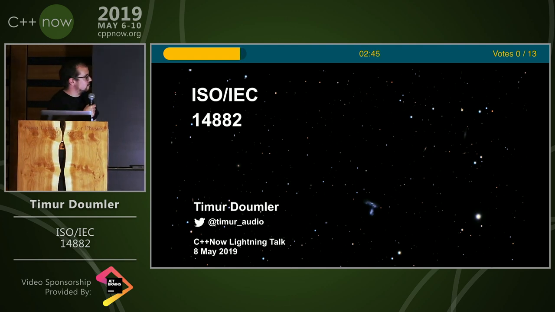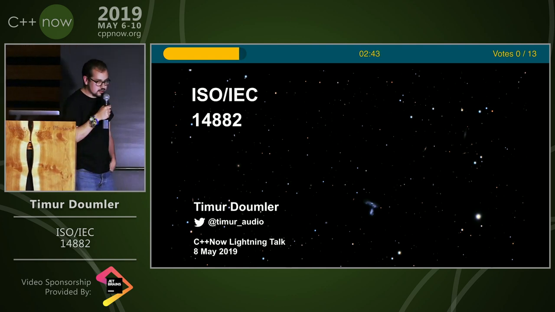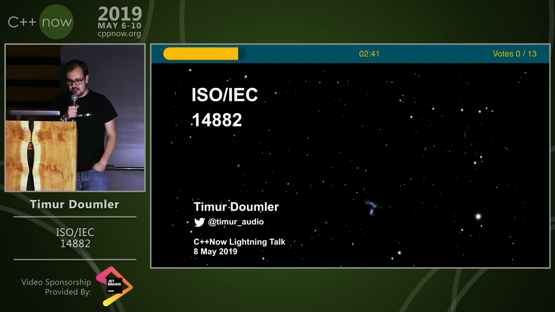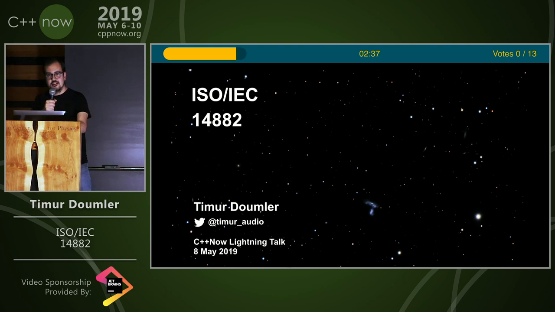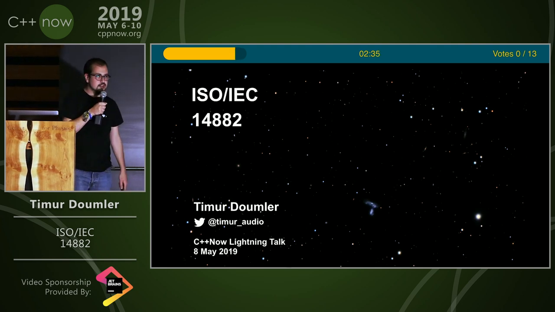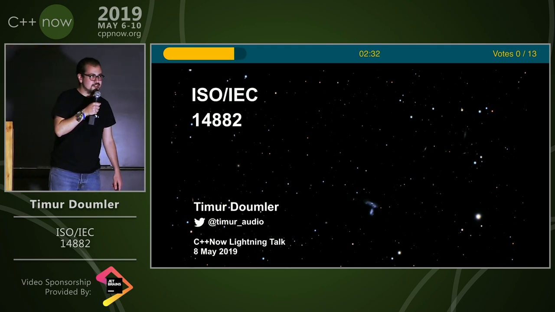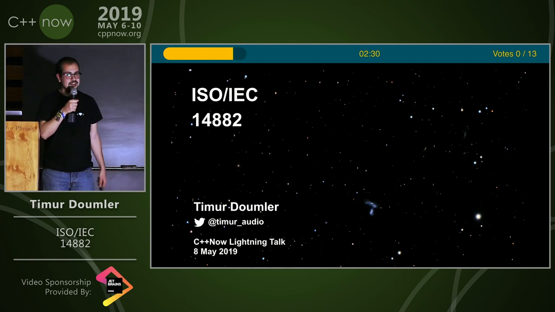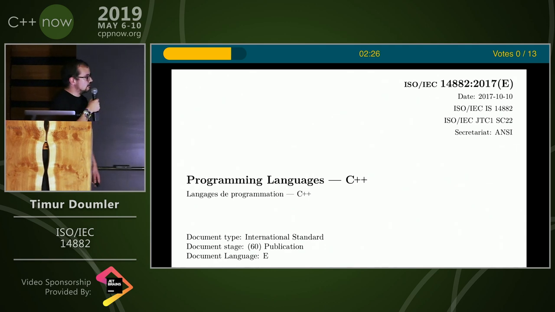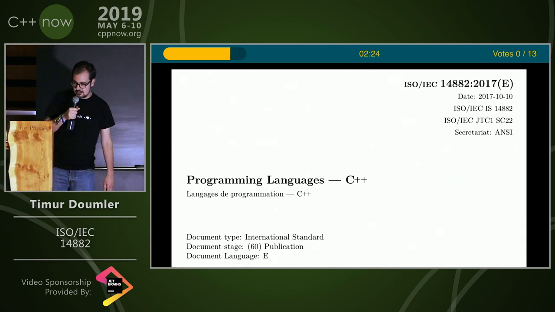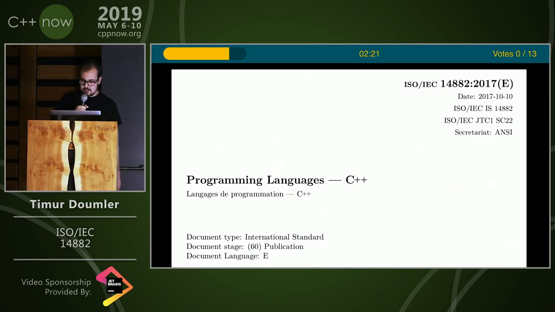This talk is about ISO IEC 14882, which is not the name of a galaxy. I guess many of you know what the name of this is. Anyone? No, it's not something audio. That was the other talk. All right, so that's the name of the C++ international standard, ISO IEC 14882. It's, of course, our favorite standard document.